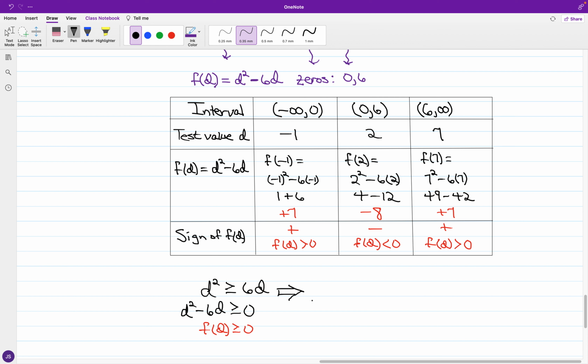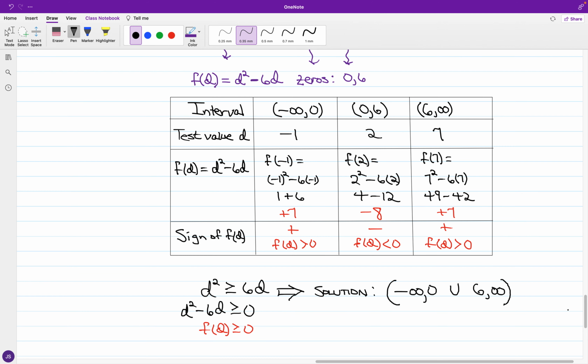So in the solution, for f of d greater than or equal to 0, it's the same direction as f of d greater than 0. So we're involving the values negative infinity and 0, and the greater than 0 part we have with 6 and infinity. And in terms of enclosing, infinities are boundless, so we still use parentheses around these.